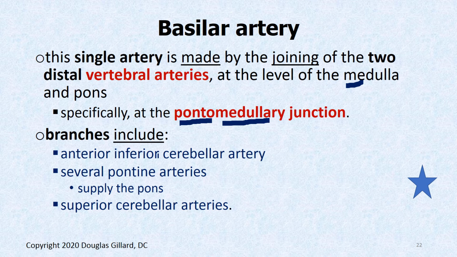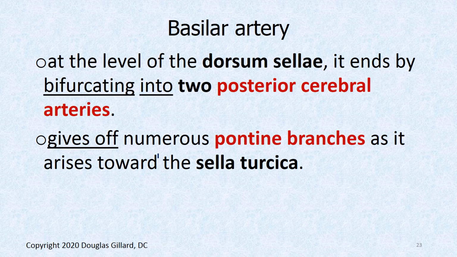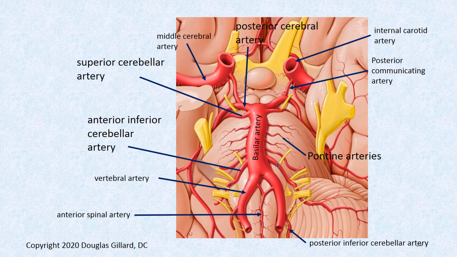It's got some important branches. We'll go through these right now in a second. At the level of the dorsum sellae, it ends by splitting into a right and left posterior cerebral artery. And we'll look at that here in a second. It gives off some branches to supply the pons. Let's just look at the thing.